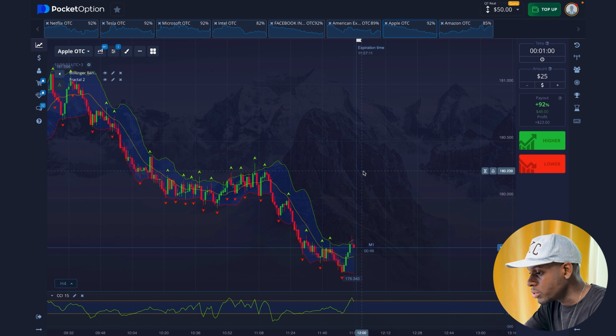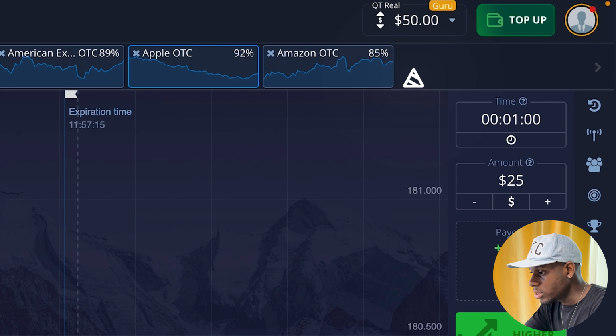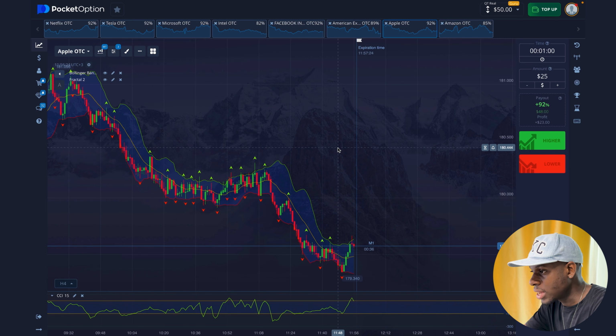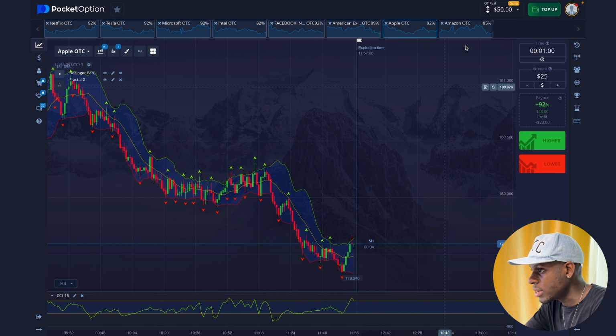Let's get the first trade in. Of course, our balance is $50 and we'll be taking the trades for $25. And we're on the 1 minute time frame as well. As you can see, that will be an expiry. Let's get the first entry, guys, and then we can start trading.